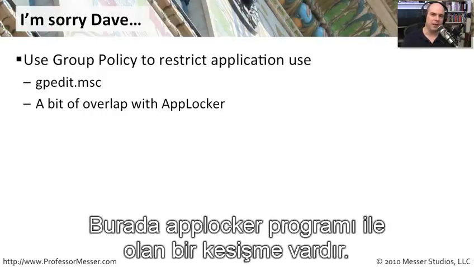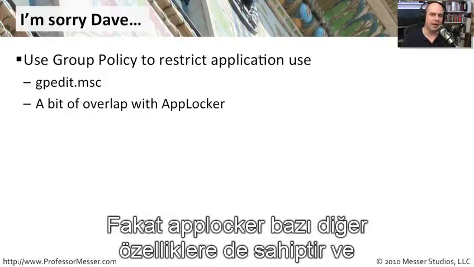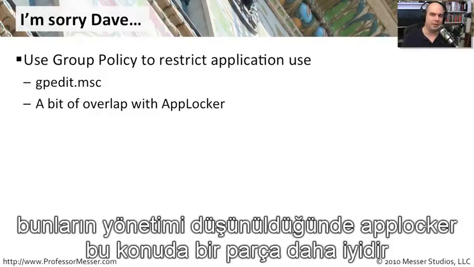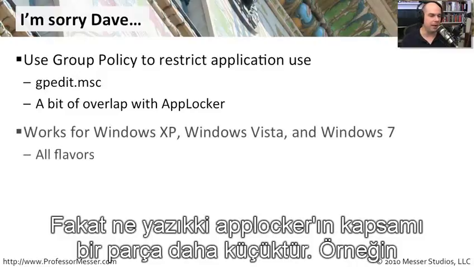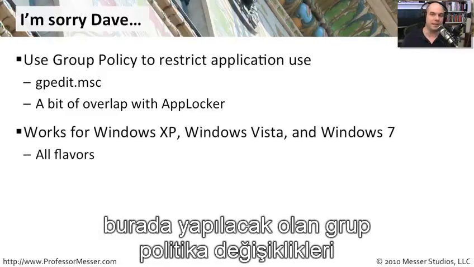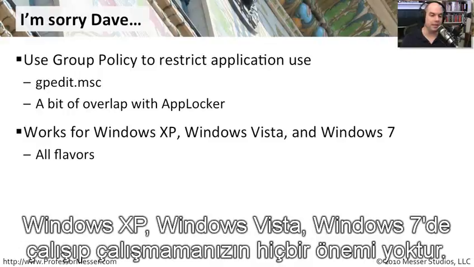There's a little bit of overlap here with Applocker. Both of these do similar things, allow or disallow someone to run a certain program. But Applocker has some other capabilities that are a little bit better when it comes to managing it, but unfortunately the scope is a little bit smaller with Applocker. For example, the group policy changes that we'll make here that are associated with doing software restrictions work no matter whether you're running Windows XP, running Windows Vista, and Windows 7.